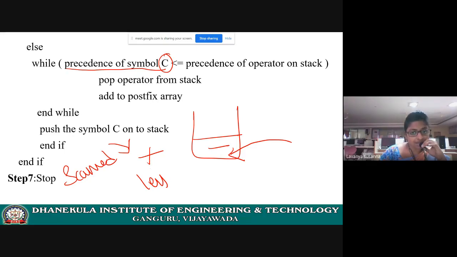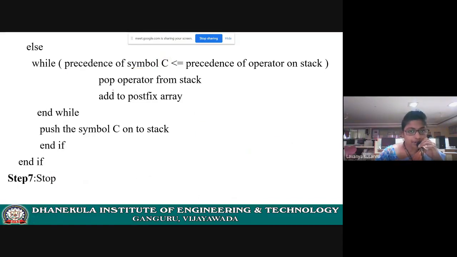When they are equal also, you need to pop. Remember, students, see the algorithm. According to the algorithm, if the precedence of the scanned symbol is less or equal, here you need to pop the minus from the stack, because here the precedence of plus and minus are equal. When it is equal or when the precedence of the scanned symbol is less, you need to pop it and add it to the postfix array.